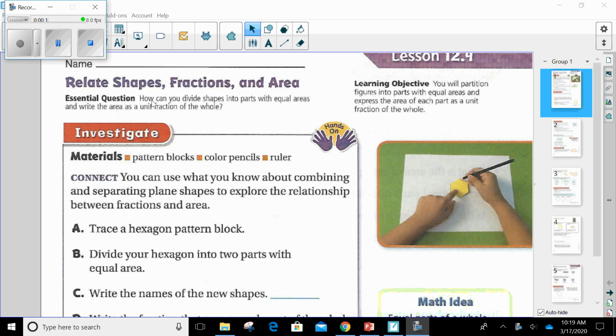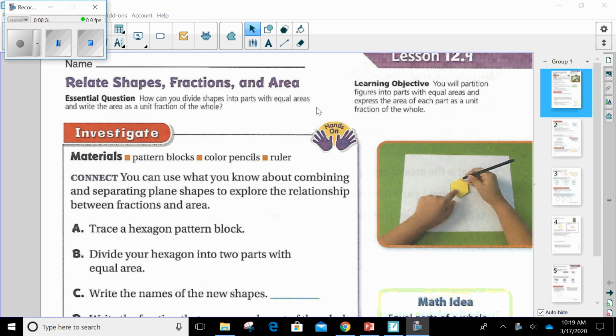Okay, our question is, how can you divide shapes into parts with equal areas and write the area as a unit fraction of the whole? Well, I know you're like, what? Well, we're going to divide shapes into parts with equal areas. Okay, we're used to doing that. Dividing is talking about equal areas, equal groups.